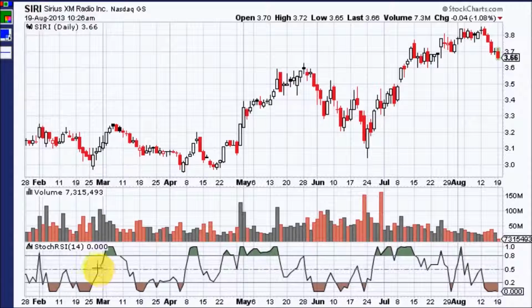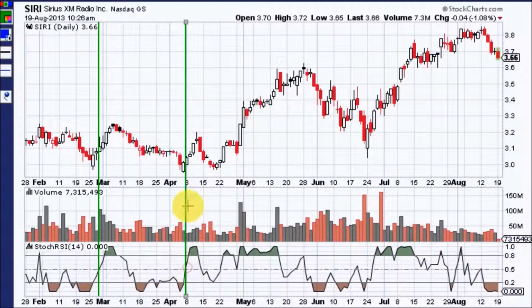Okay, the first big one came right here when Stoch RSI crossed up through 0.5 and the stock rallied for another 2 or 3 days. Then it becomes very bearish under 0.5. Here's your next buy signal when it crosses back up through 0.5 again. And again, the stock runs for 3 or 4 days.